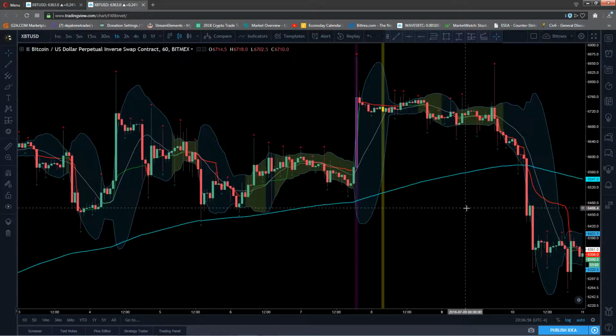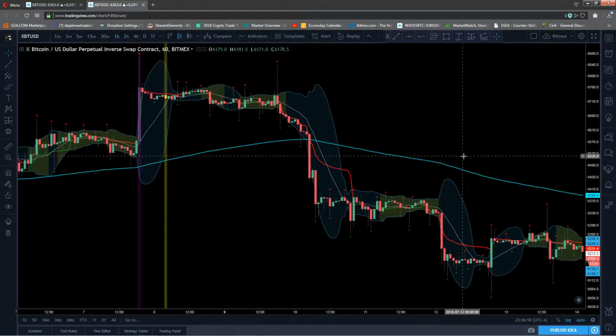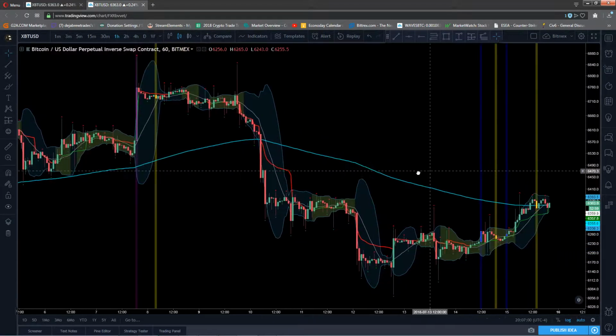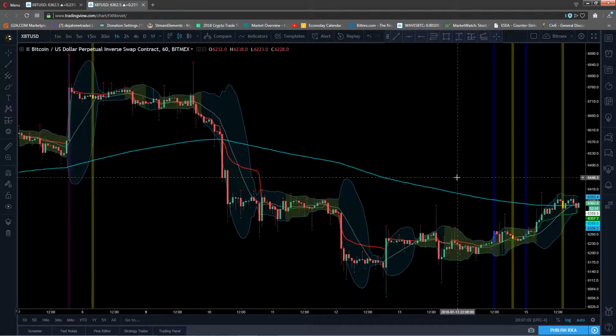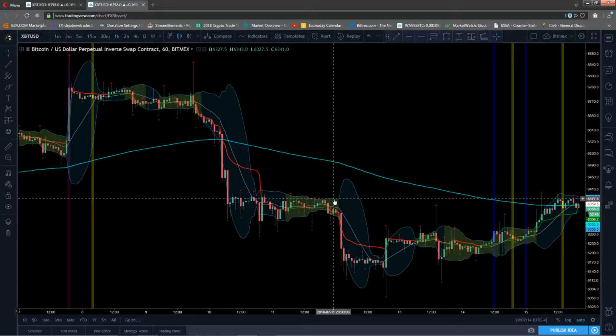This indicator was designed, like I said, back when I was trading stocks and futures. But what I noticed was when I started to use this strategy on altcoins and crypto, it was very, very accurate and profitable. I tried it on Bitcoin, which it also works on.